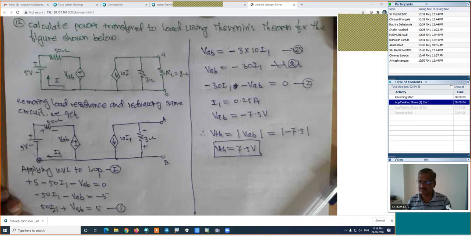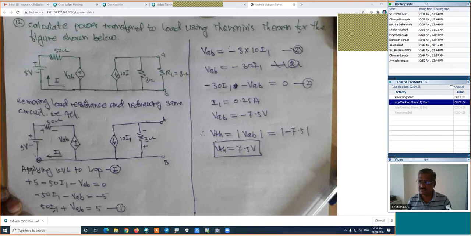So here, in this case, if we know the value of VTH, the next step is the calculation of RTH. How is the calculation of RTH whenever we have a dependent source? Whenever we have a dependent source, we have to use the formula for the calculation of RTH. We have to use the formula for the calculation of RTH.